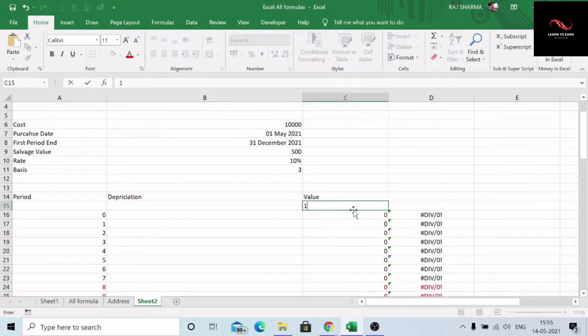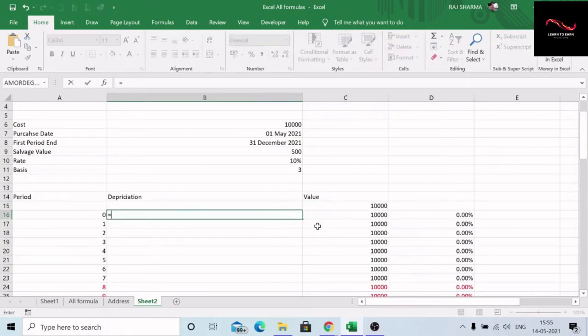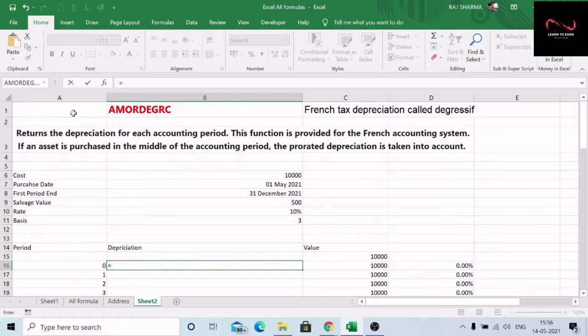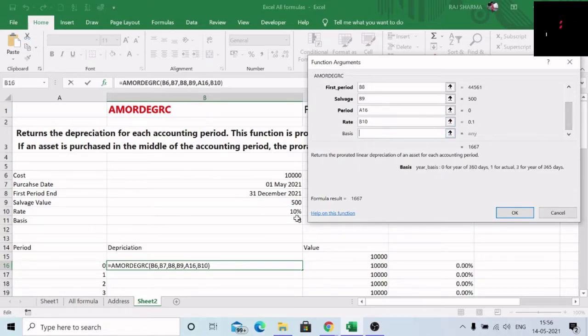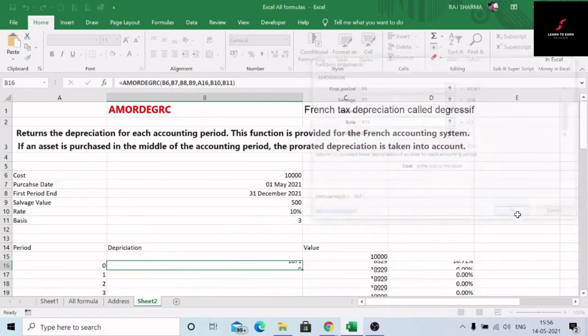The value, so the opening balance is 10,000. The depreciation for 0 year, that means this broken period. You can insert this formula using the FX tab also, as I have already used it, so it was available in this tab. So cost 10,000, date of purchase 1st May 21, first period 31st December 21, salvage value 500, period is 0, and rate of depreciation is 10%, basis is 3, and we will click OK.